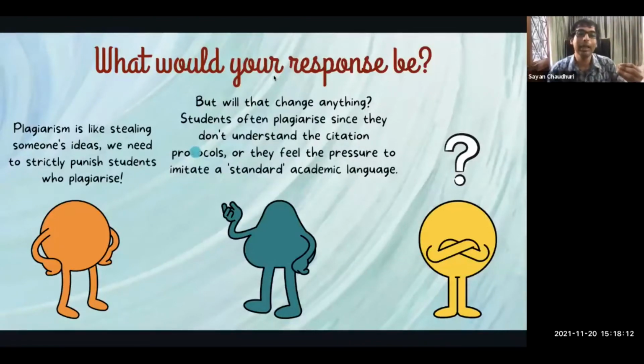someone's ideas. We need to strictly punish students who plagiarize. Let's say the next person says, but will that change anything? Students often plagiarize since they don't understand the citation protocols or they feel the pressure to imitate a standard academic language. Now you will respond by using both these ideas in your response. Is that clear? Yeah. So come up with a sentence or maybe two sentences if that's comfortable.